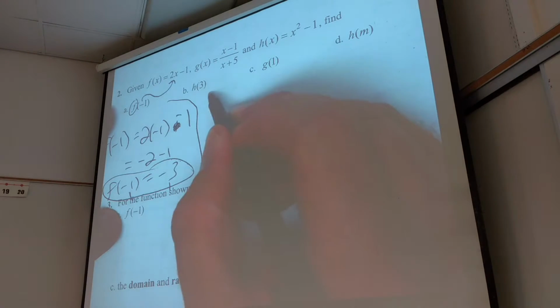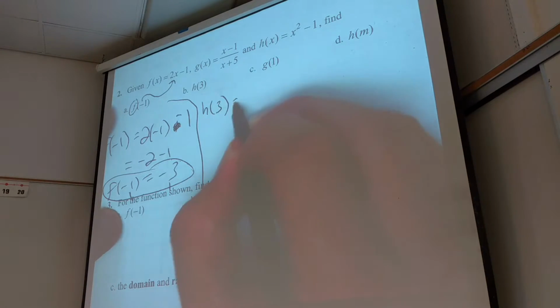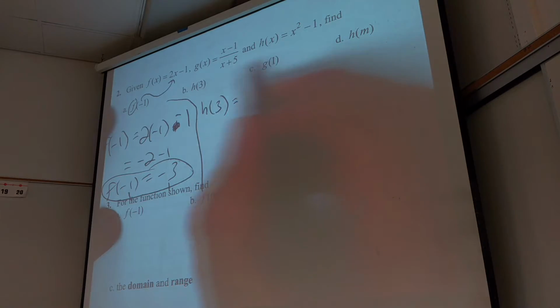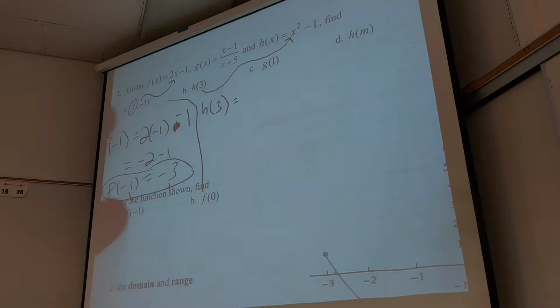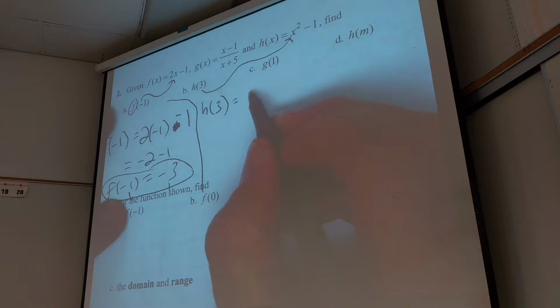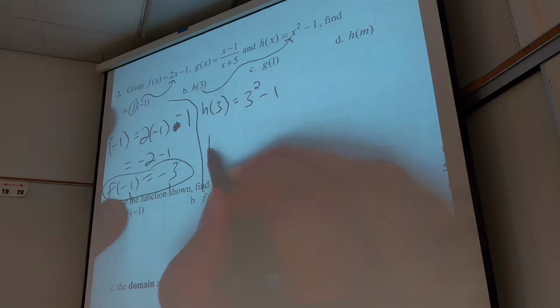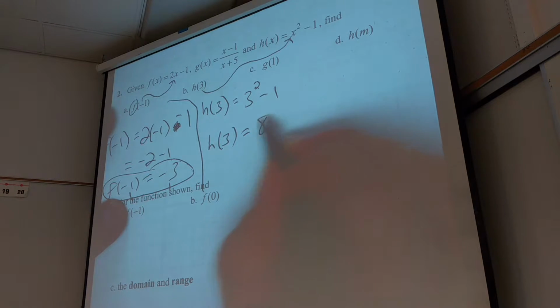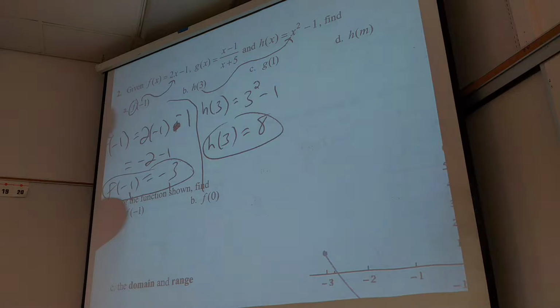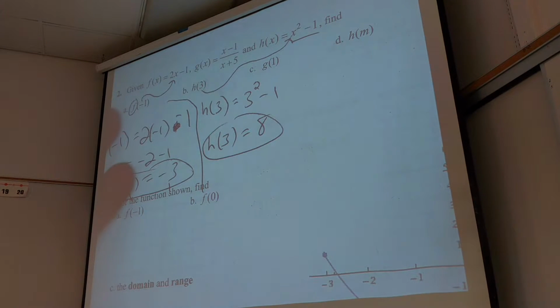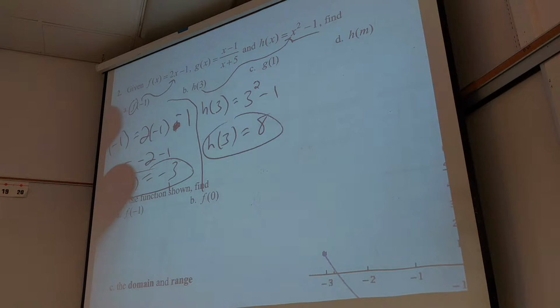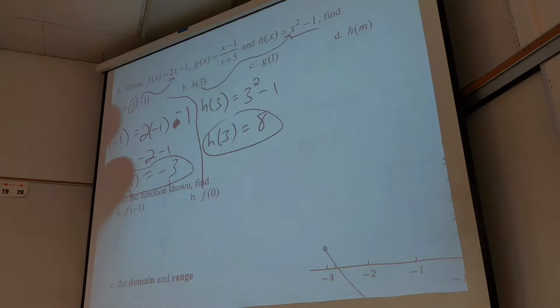So what about h of 3? I just put a 3 in the h. Right? So that tells me which function to use. So h of 3 would be 3 squared minus 1. Yeah. I like it. So don't say h of x equals 8. That's not true. h of x is x squared minus 1. h of 3 is 8. h of 4 would be something else. h of 5 would be something else.